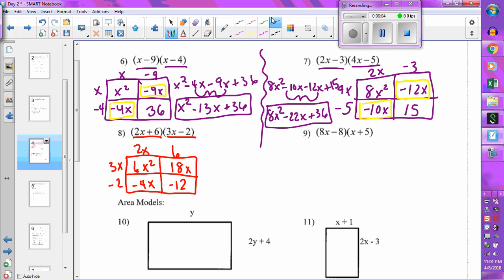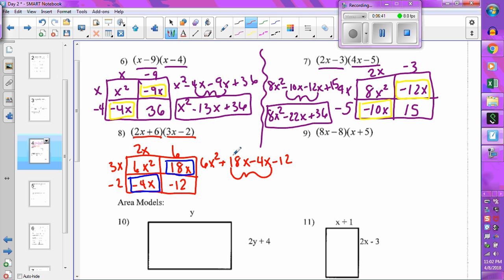Now, I have blue here, so I'm going to put a box around those that can be combined. My terms that have my like terms, so I can combine them. All right? So I'm going to write this in standard form. I'm going to take this 6x squared. All right, and then I'm going to put a positive 18x, and then a negative 4x, and then a negative 12. The beautiful thing about this is we can combine these like terms.